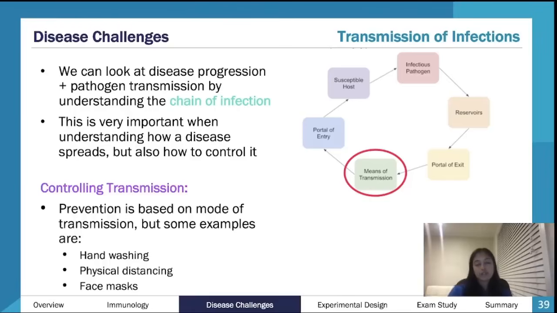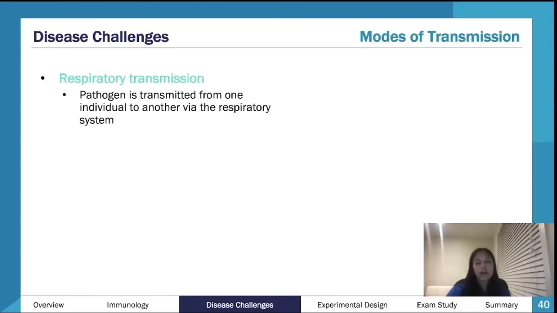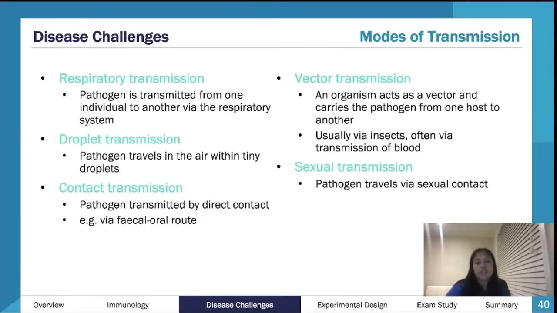You guys should be really on top of this by now with COVID in terms of ways of controlling transmission, particularly of our communicable diseases. So hand washing, physical distancing, face masks, all the stuff that I'm sure you guys are really, really aware of. So there's a lot of modes of transmission. So respiratory transmission, droplet transmission. Respiratory transmission is basically via the respiratory system. So you kind of hack it out via your respiratory system, and then it goes into somebody else's respiratory system.